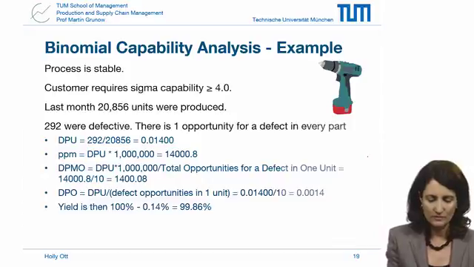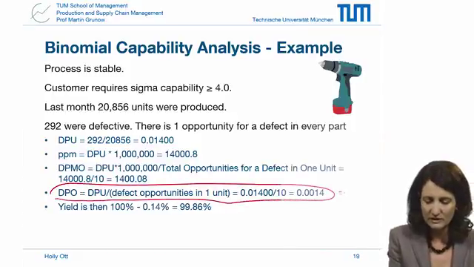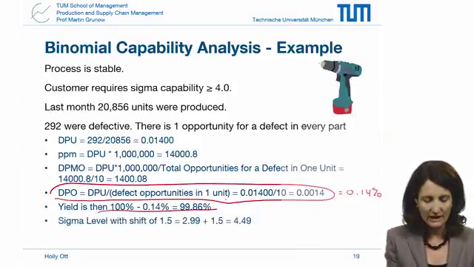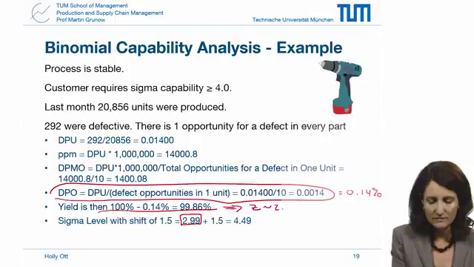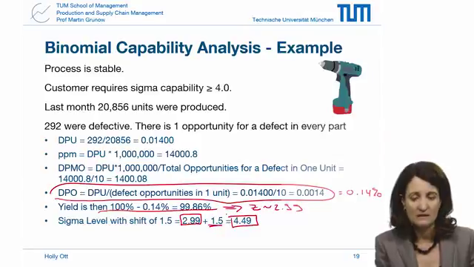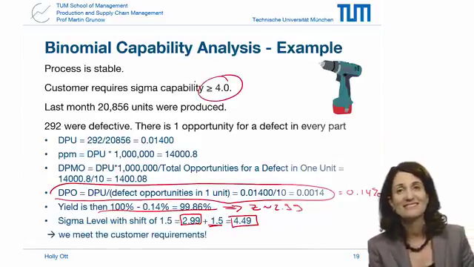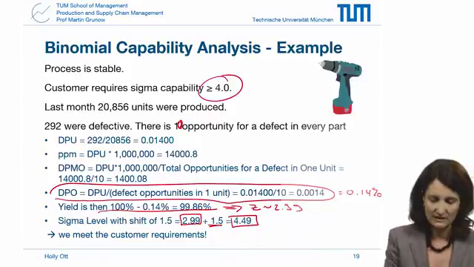And then, again, here's all the information. Here's our new DPMO that we just calculated, 0.14%. And here, the yield, we're looking then at a Z of about 2.99 plus 1.5, which gives us a sigma level that is now 4.49. And this means we are meeting our customer requirements. So this shows the effect when there are 10 opportunities for defects in every part.